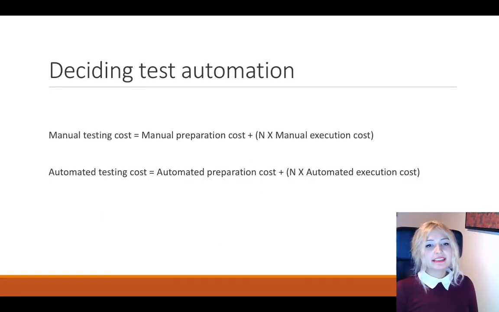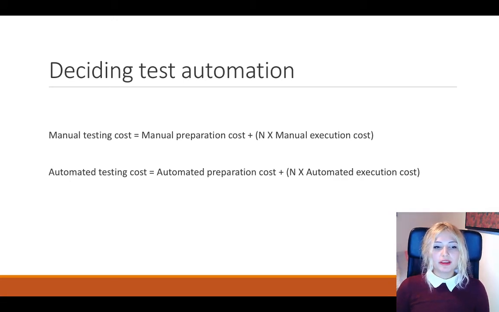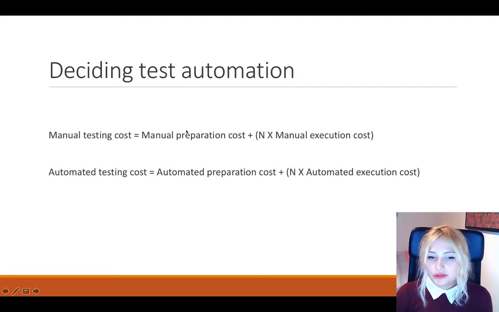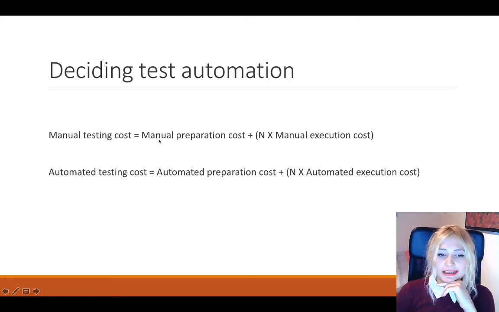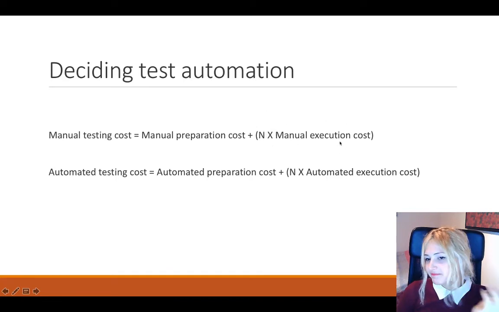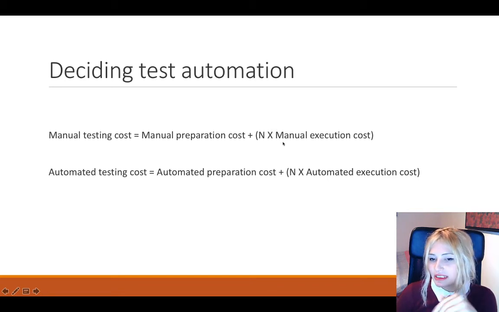And how can we decide on test automation? There's a formula for calculating the testing costs: manual preparation cost, manual execution cost and automated testing cost. Let's say manual preparation cost is 1, and we are going to execute that test 10 times. Let's say manual execution cost is 10, because it's going to take time and you need a human for it. Then 10 multiplied by 10 plus 1, this is 101.